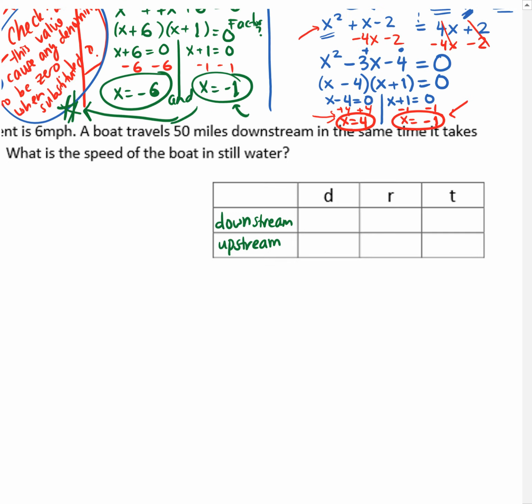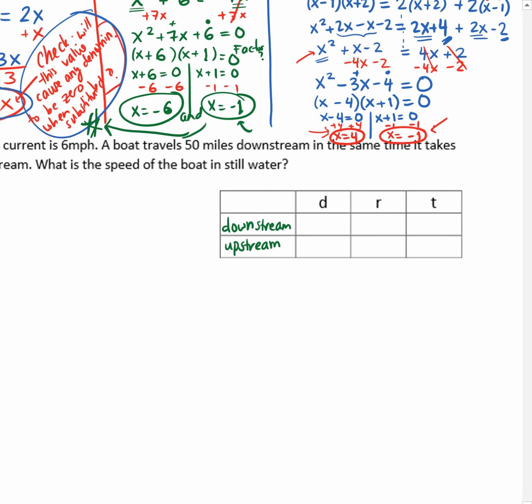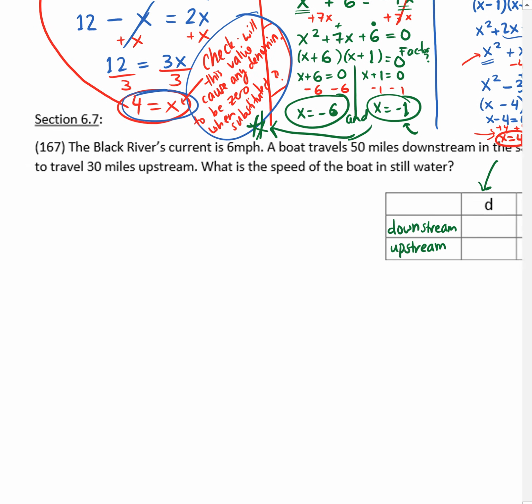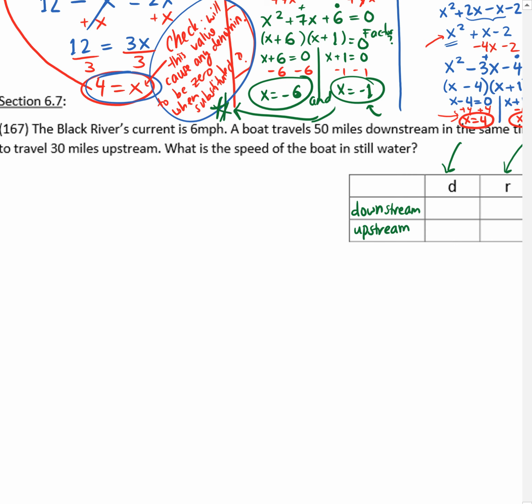And then there should be one piece of information they just give me right off the bat: either both distances for the trips, both rates, or both times. They should just give me one of those. So what do they say? The current is 6 miles an hour. That's not really helping me.